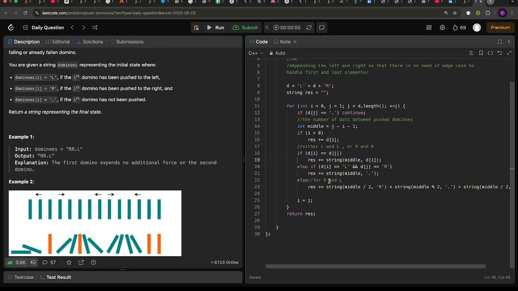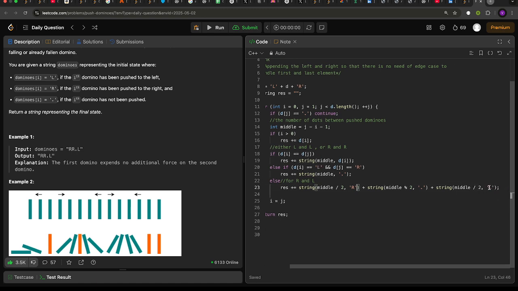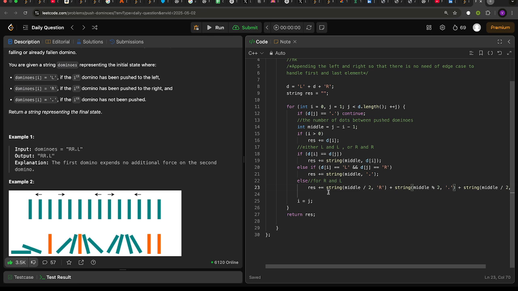The left one is pushed toward the right and the right one is pushed toward the left. Then what I'm doing over here, half of them I'm converting to the right, half of them I'm converting to the left, and for the middle one, if the number of dots is odd, then the middle one will remain the same as a dot, and I am appending that to my answer. And at the end I am making i equal to j, basically moving my left pointer to the right pointer, till the point I have processed the entire array.